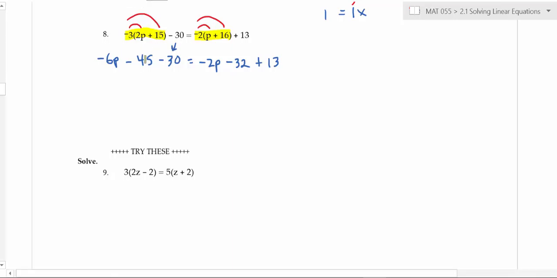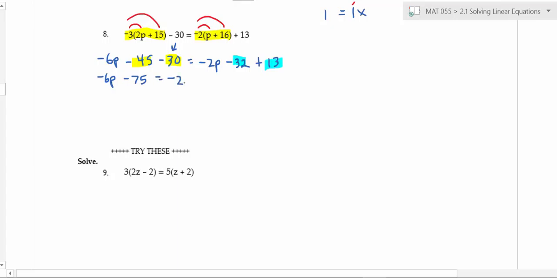Now look for like terms. Those are like terms. Put them together. On the right side, these are like terms. Put them together. Okay, so we got negative 6p. This is two debts collected. If you add those numbers together, you get 75, but it is a negative.